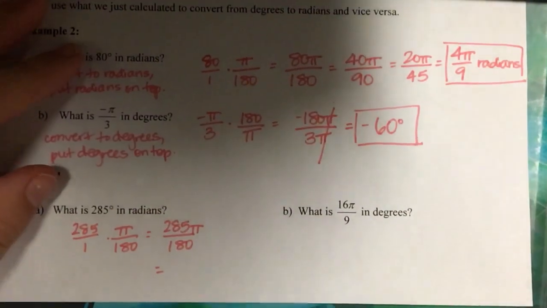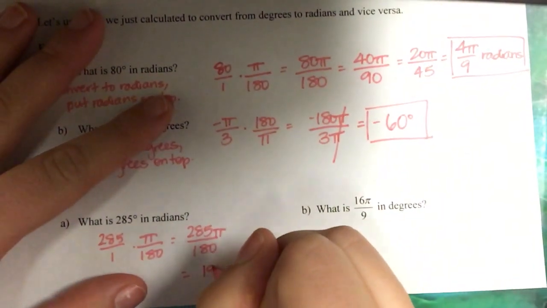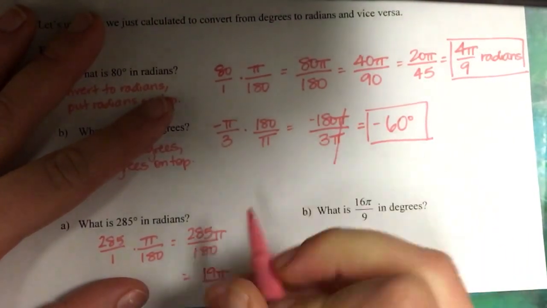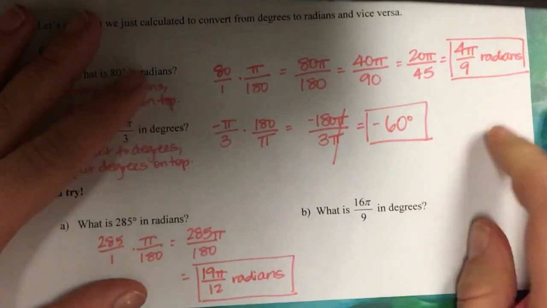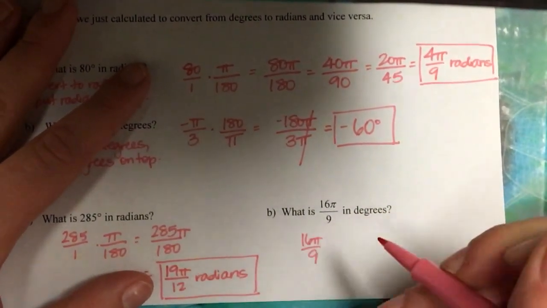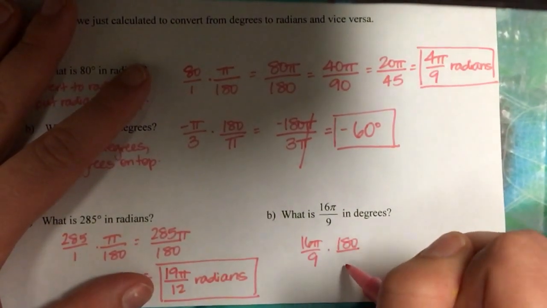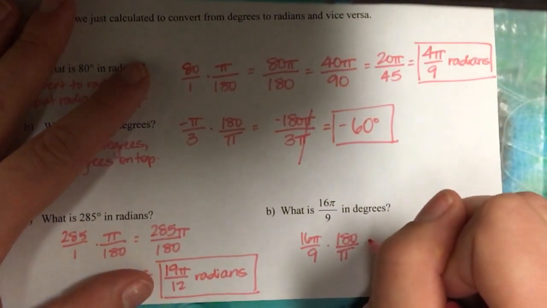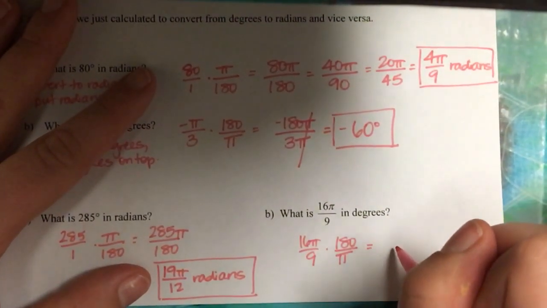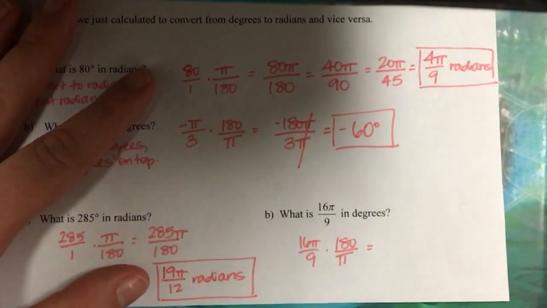All right, I'm going to do the best I can. If I remember correctly, it turns into 19 pi over 12. If it doesn't, that's my fault, but I'm pretty sure it does. So 19 pi over 12 radians is what you get for that. For 16 pi over 9, if you're converting it to degrees, you need to multiply by 180 over pi. If I remember correctly, you end up getting 320 degrees after your pi's cancel out.